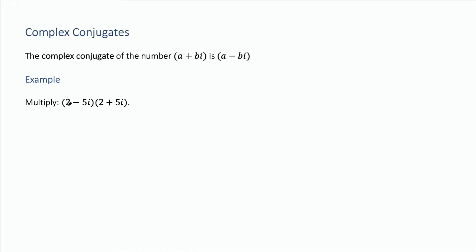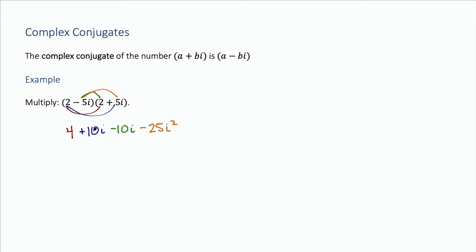We're going to take a number, 2 minus 5i, and multiply by its conjugate, 2 plus 5i. These are the same thing, just the imaginary part has a different sign. So let's go ahead and do this. 2 times 2 is 4, and then 2 times 5i is 10i, and then negative 5i times 2 is negative 10i, and negative 5i times 5i is negative 25i squared.